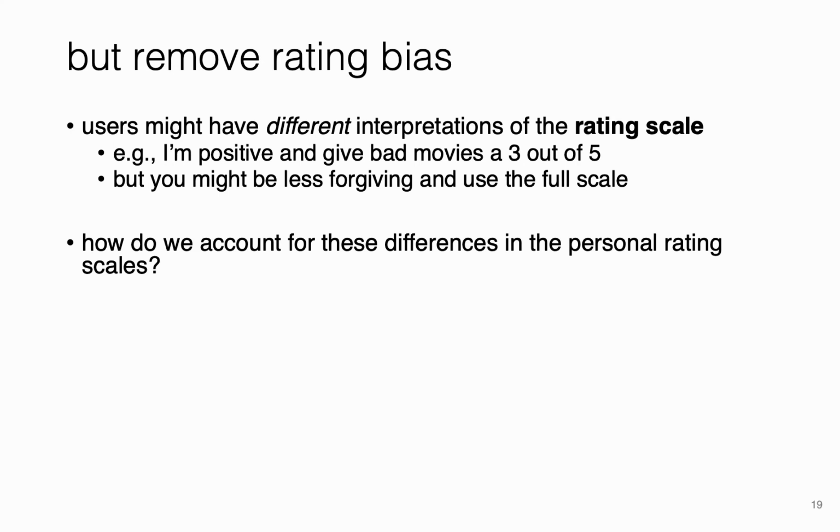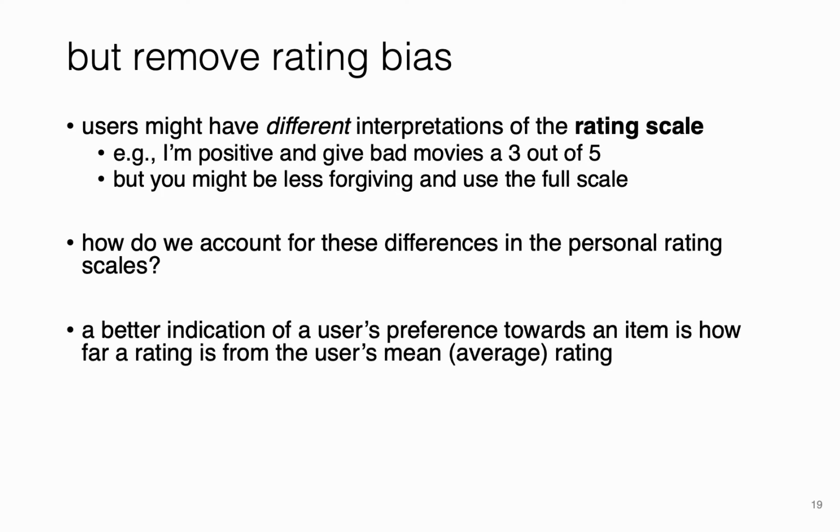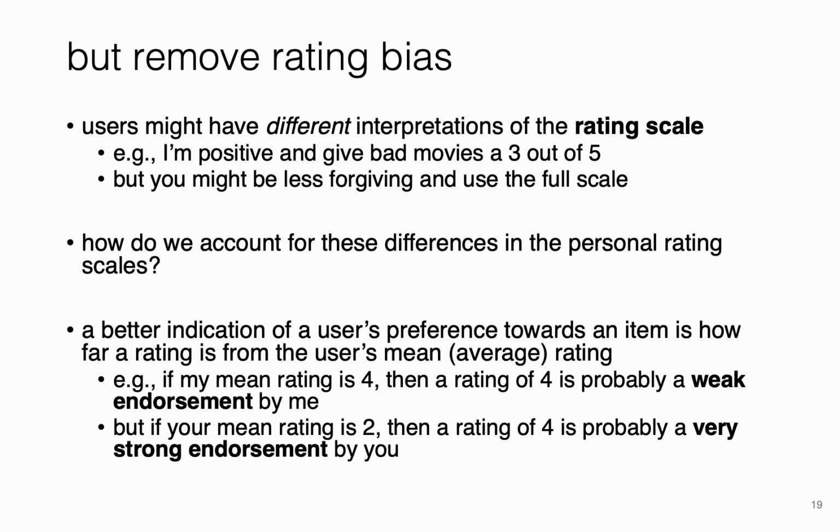An apparent solution is to normalize ratings, and the simplest way is to subtract the mean. The intuition is that a better indication of users' preference is how far a rating is from the user's personal mean. For example, if my mean is 4, then a rating of 4 is a rather weak endorsement. Whereas if your mean is 2, your 4-star rating is a very strong endorsement.